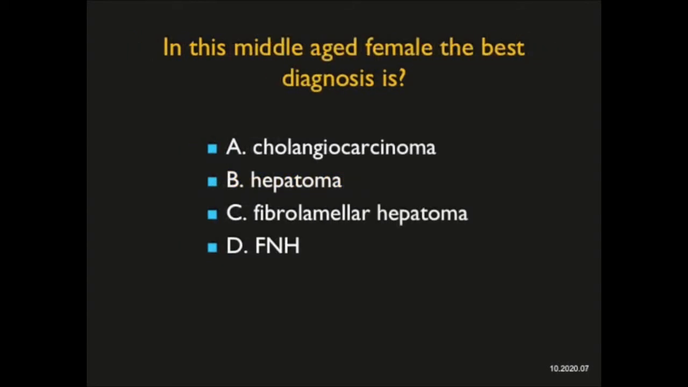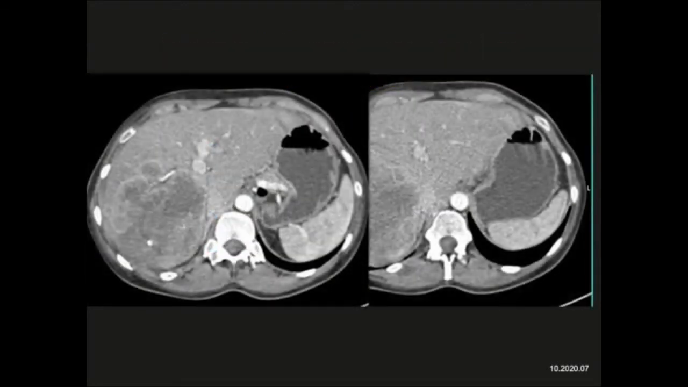In this middle-aged female, the best diagnosis is... we're looking at a mass in the patient's liver. The mass has a pseudocapsule. It's low density. The liver is not cirrhotic. This looks like an aggressive tumor. It also has calcifications. So what could you think about?